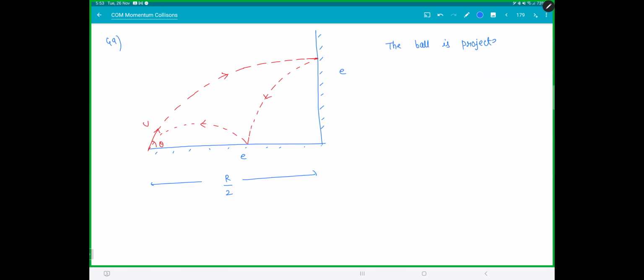So the ball is projected with u and theta. It hits the wall at h max. Then lands on the ground and bounces back to the point of projection. Now, this does not happen for every value of e. This happens for a very specific value of e. Find e.